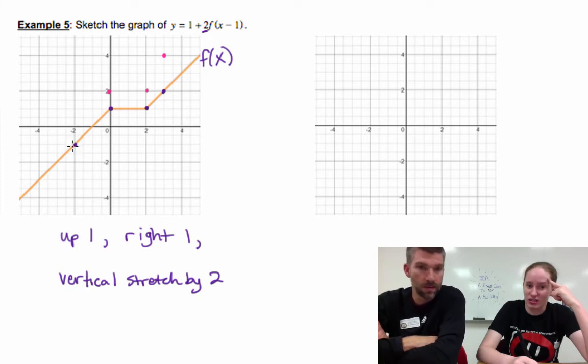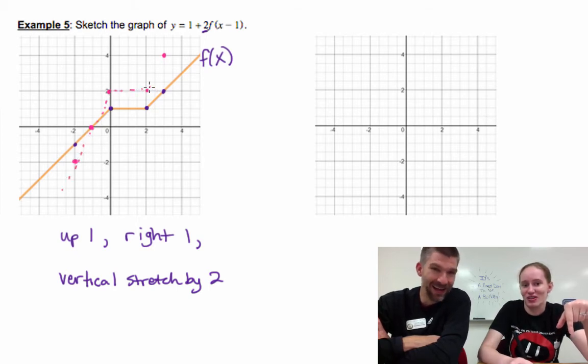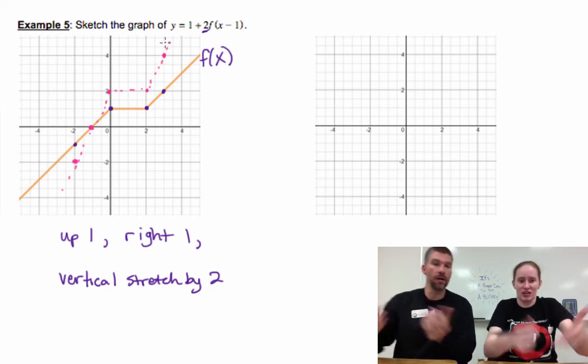So our vertical stretch now at 0, 0, that point doesn't move. That doesn't change. But here at -2, -1, we multiply our y value by 2 and get down here. And so this pink graph is our vertical stretch by 2. And now, look, it looks vertically stretched.